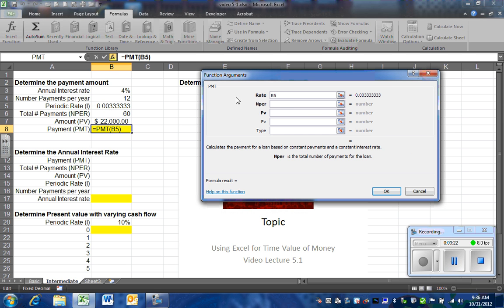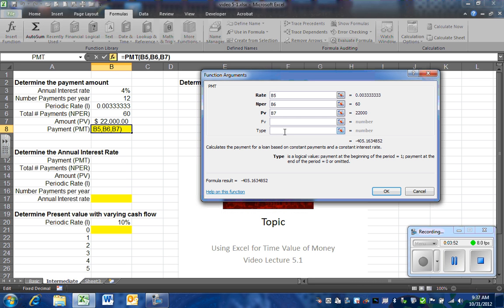Next, it needs to know the total number of payments. So again, do not use the payments per year. Instead, use the total number of payments. And the price of the vehicle that we're paying, $22,000, is our present value. Let's say our loan will begin at the end of the month. Our first payment will be due at the end of the month that we purchased the vehicle.